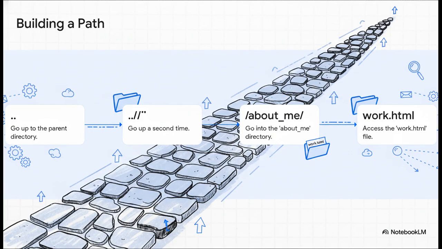So, a path like this one might look a little intimidating at first, but it's really just a series of simple steps. From wherever we're starting, we go up one level. Then we go up another level. From there, we go inside the About Me folder, and finally, we grab the work.html file. See, it just looks complex, but it's really a simple recipe. And this is how we can navigate the entire library from any point, making sure those links never ever break.